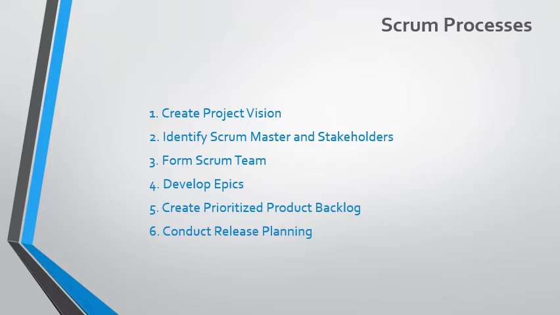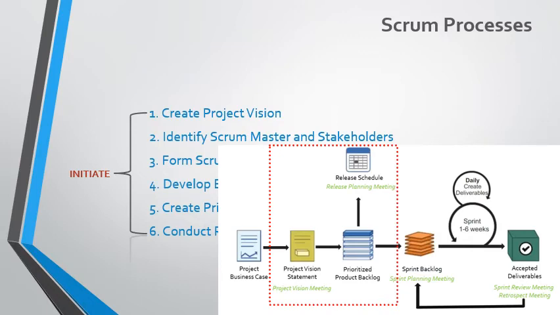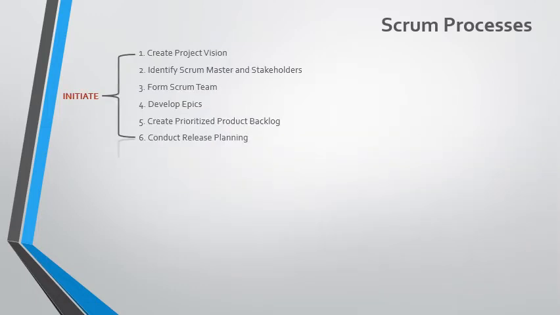Okay. So these are the 6 processes in the initiate phase. And in the Scrum flow, you can see that this is the part of these 6 processes. After the initiate phase is the plan and estimate phase.